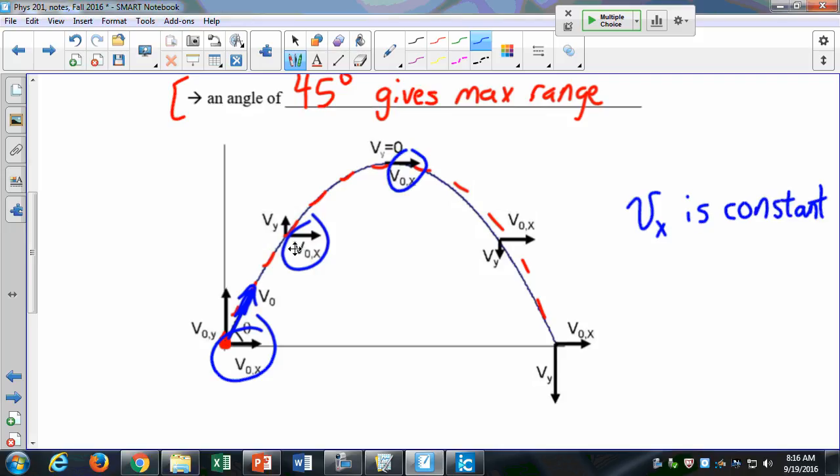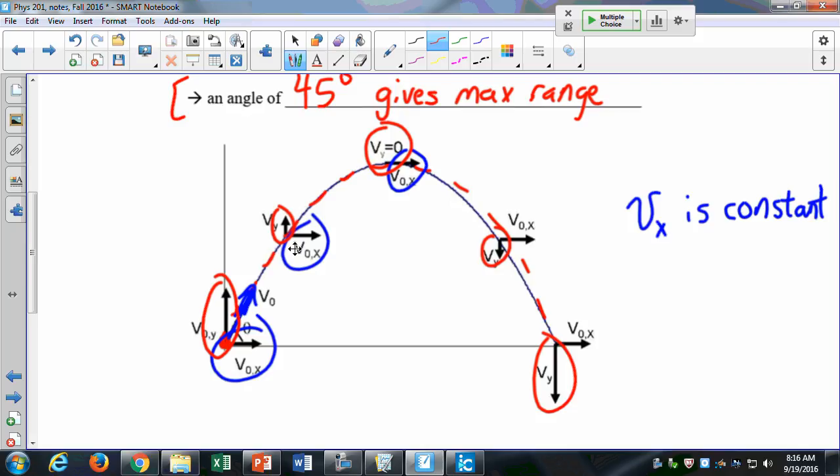And then Vy should look really familiar to you. Vy is initially big, it gets smaller, it goes to 0, and then it gets bigger in the negative direction again. So this was just like when we throw something up in the air and it comes down again. It goes up, it stops, and then it comes back down again.